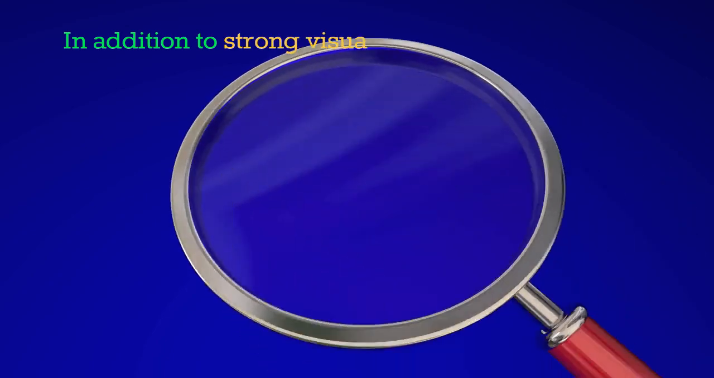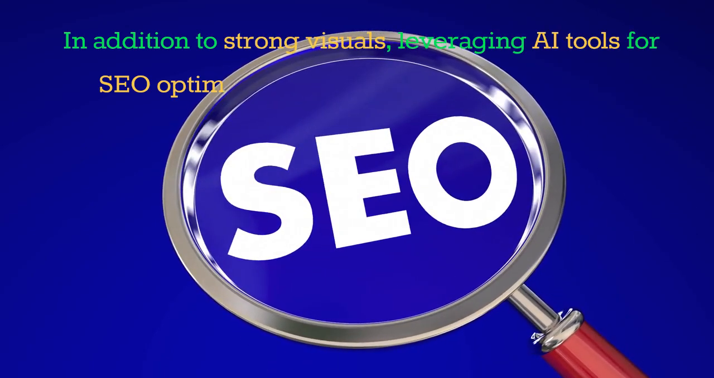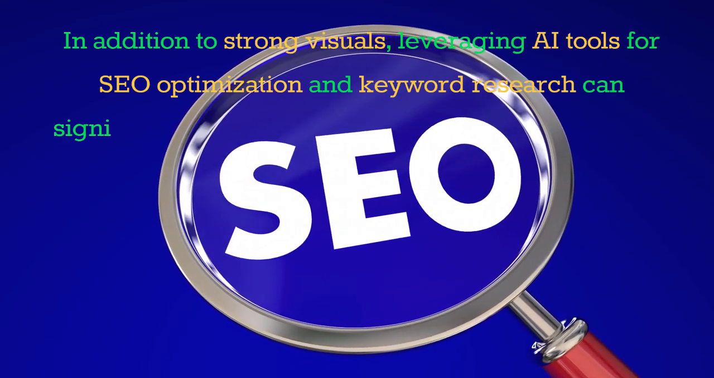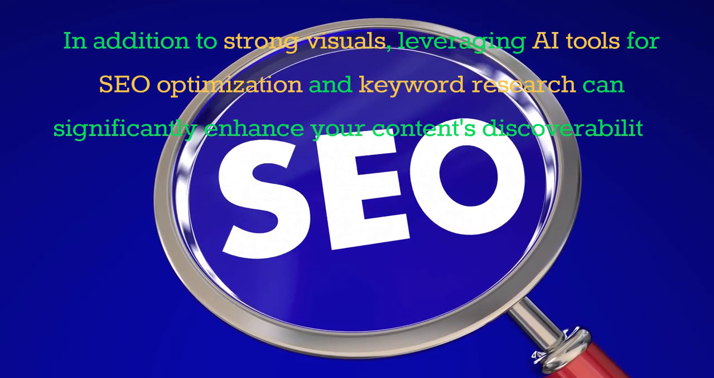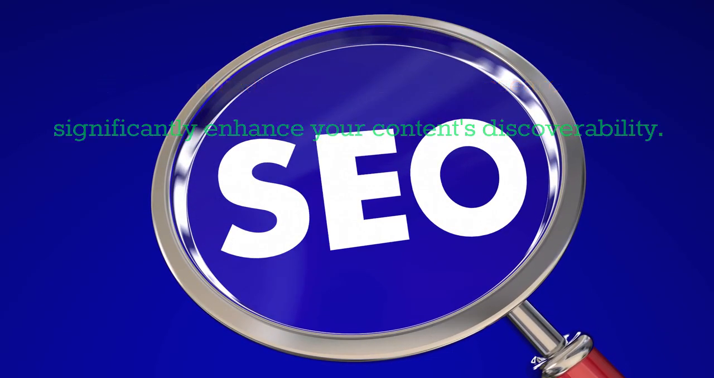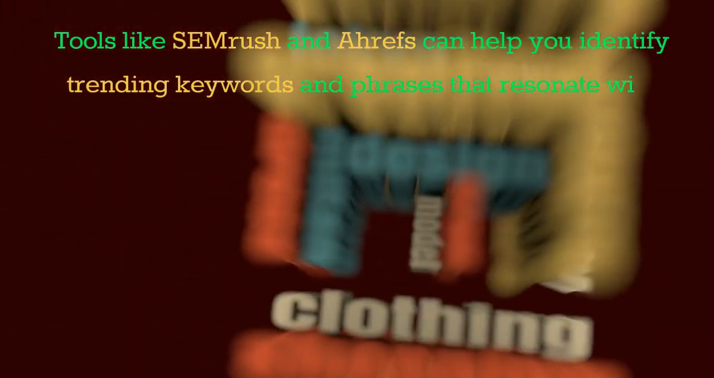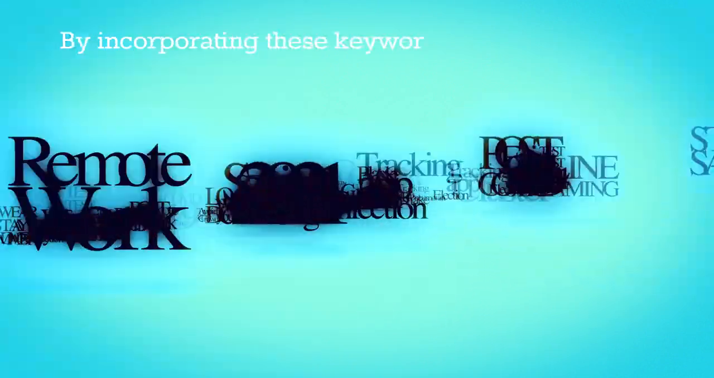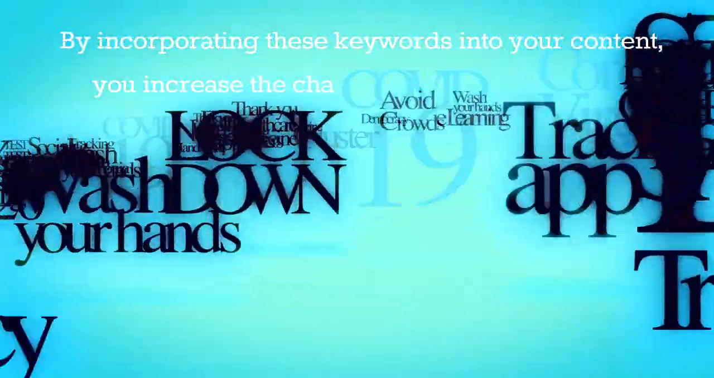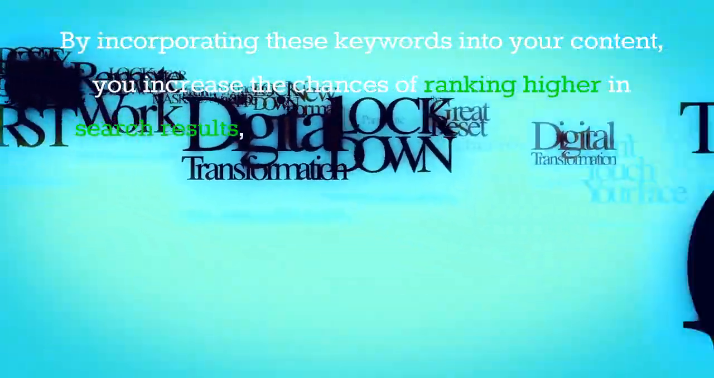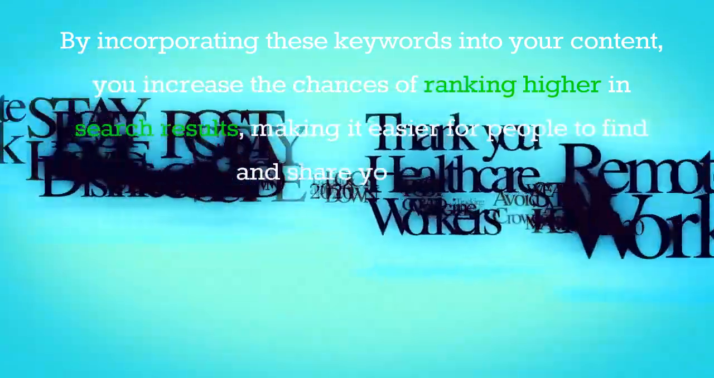In addition to strong visuals, leveraging AI tools for SEO optimization and keyword research can significantly enhance your content's discoverability. Tools like SEMrush and Ahrefs can help you identify trending keywords and phrases that resonate with your target audience. By incorporating these keywords into your content, you increase the chances of ranking higher in search results, making it easier for people to find and share your work.